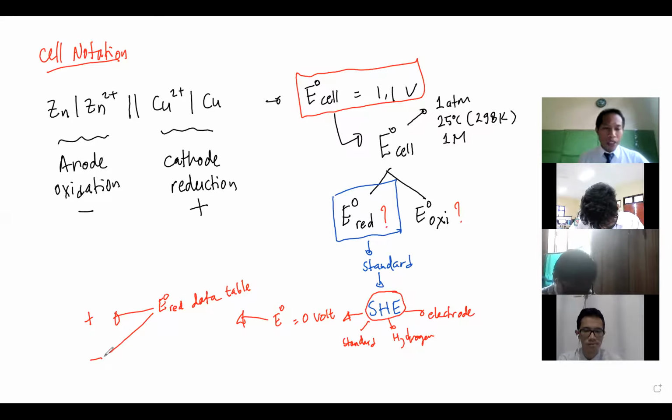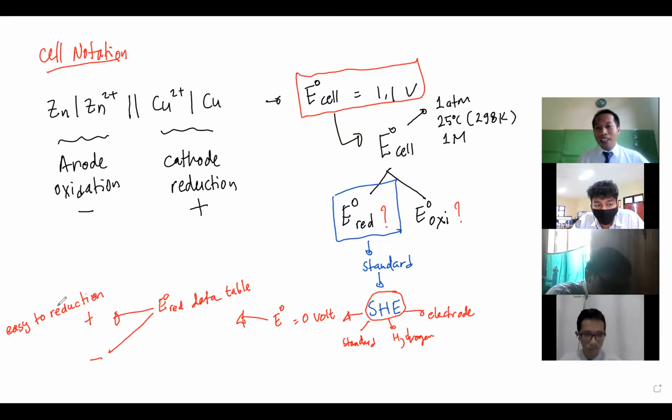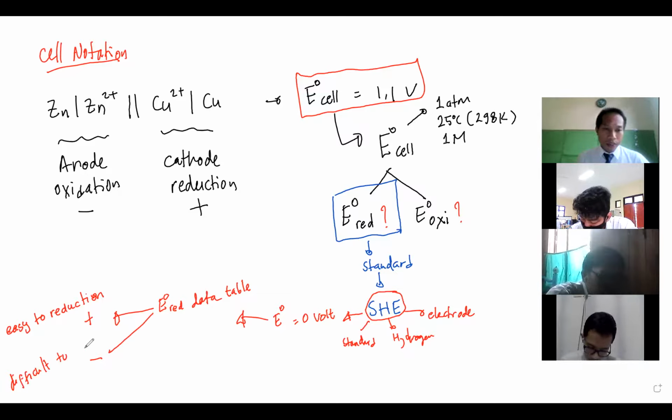What does it mean, positive and negative? Positive means the material is easy to reduce or tends to reduction, easier to reduce, if the value is positive compared with the C, compared with the hydrogen. The negative one is difficult to reduce.